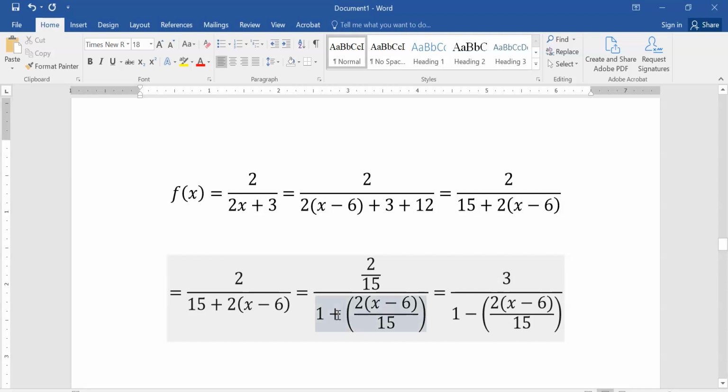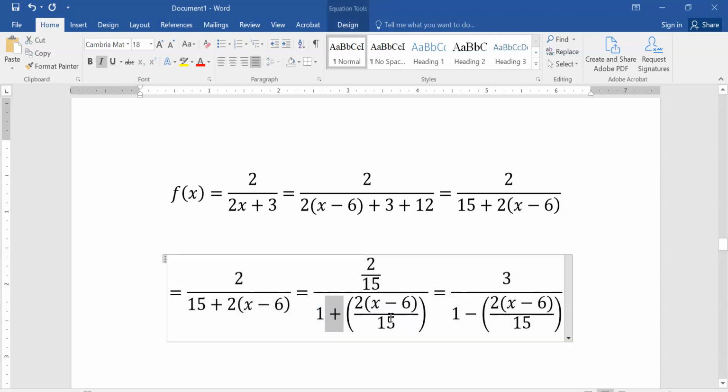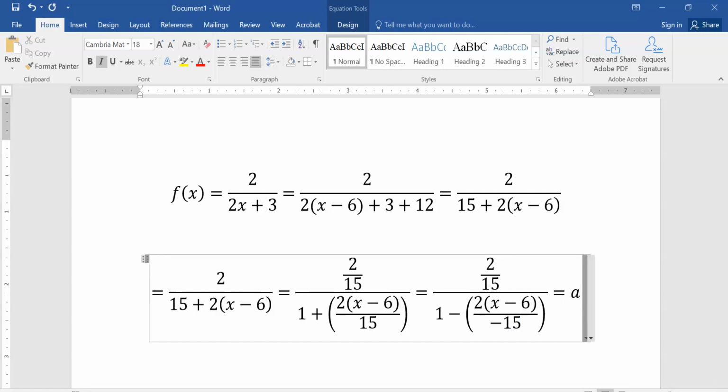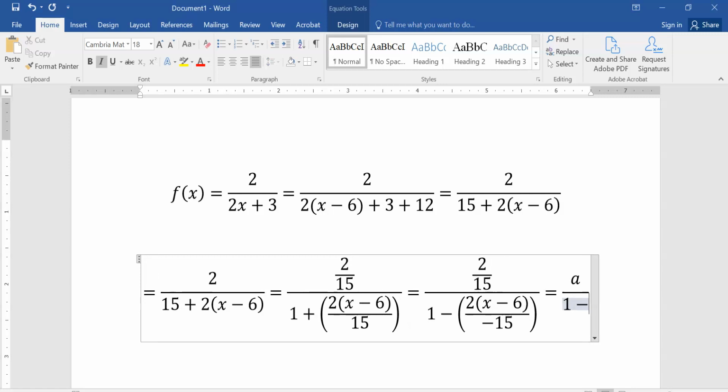Now we have a plus sign. The way to do this plus sign is to do a minus minus. So 1 minus, and then distribute that minus inside there. Oops, I wrote 3 on the top for some reason. I don't know why I did that. Should be 2 over 15 on the top. So we get 2/15 divided by 1 minus this big mess in here.